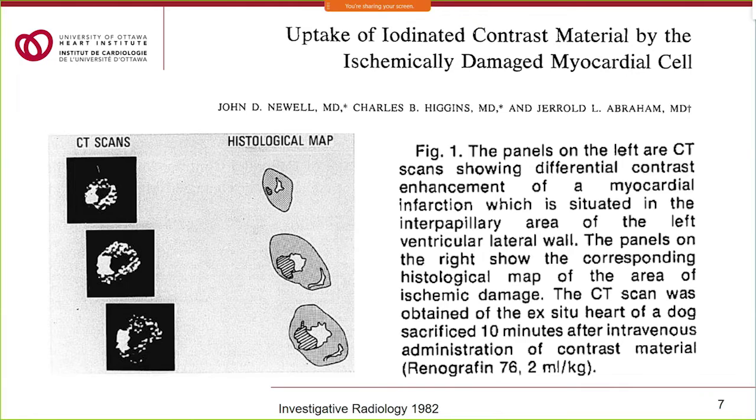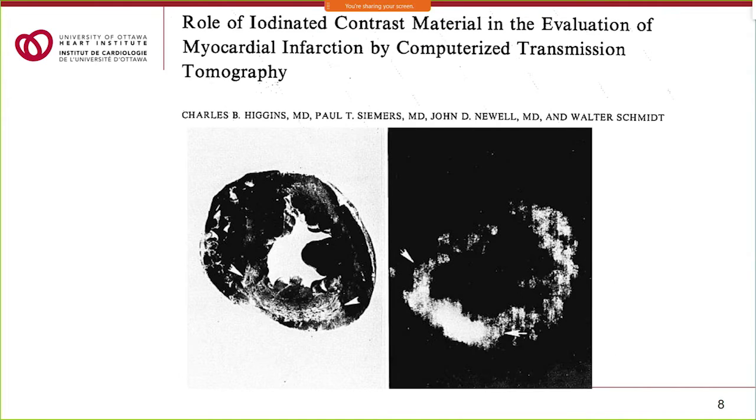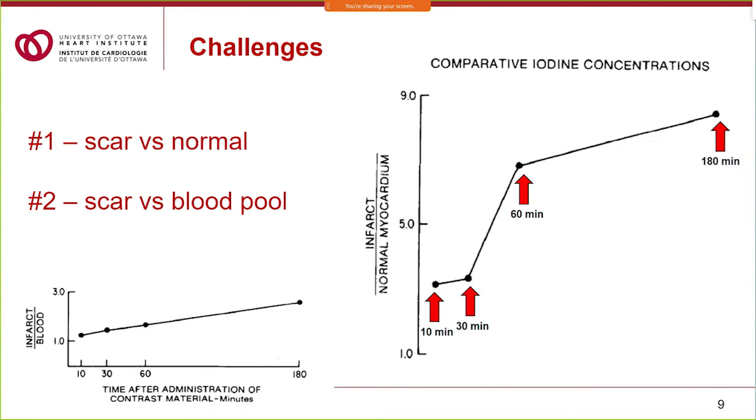And partly because of this, it was almost 25 years after this was published before anybody tried to do this again. Again, this is from the original paper. This is what CT looked like in 1982, and there's the matching histopathology. But one of the reasons that people have not really been very keen to pursue scar imaging by CT, apart from dose and perceived difficulty, is this problem with getting the contrast ratios right between scar and normal tissue and between scar and blood pool.